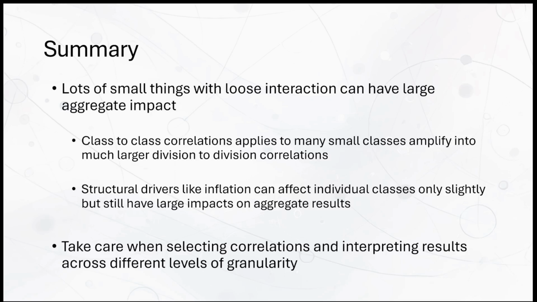So to sum up, we've seen how having lots of small things with loose interaction can have large aggregate impact. We saw that with the class-to-class correlations, where we apply across many small classes, but there's a lot of amplification as we get into the divisional-to-divisional correlations. And we saw that with structural drivers like inflation, where the impact on an individual class can be only marginal, but you can still have large impacts on the aggregate results. So the takeaway is to take care when selecting correlations and when interpreting results across different levels of granularity.